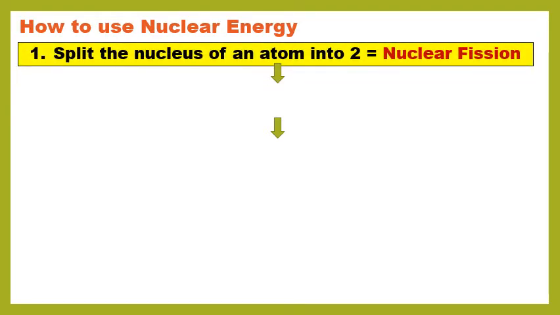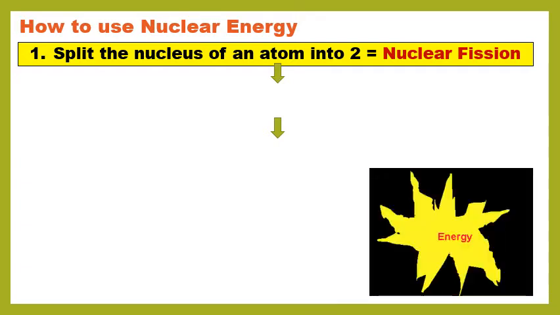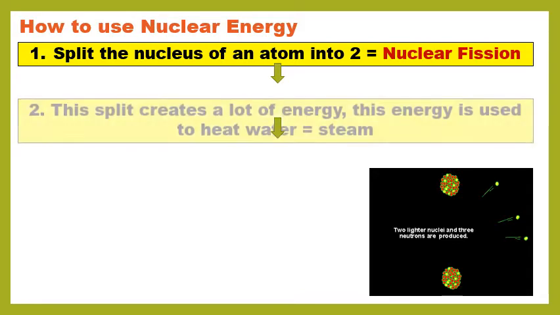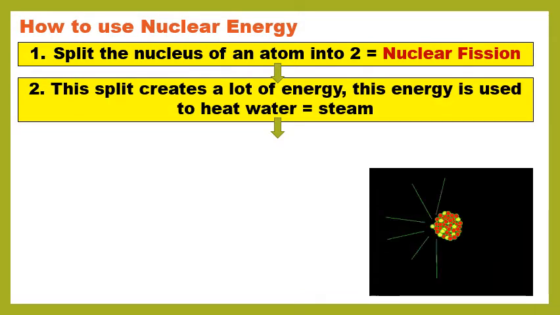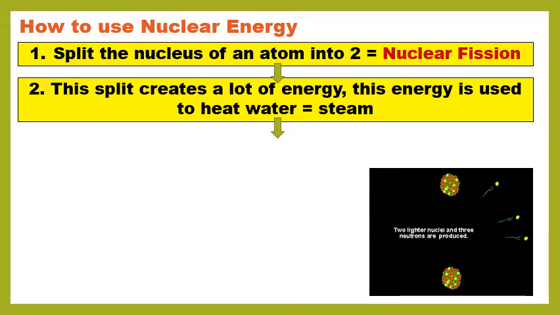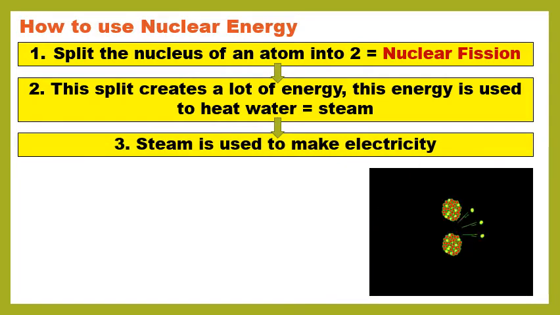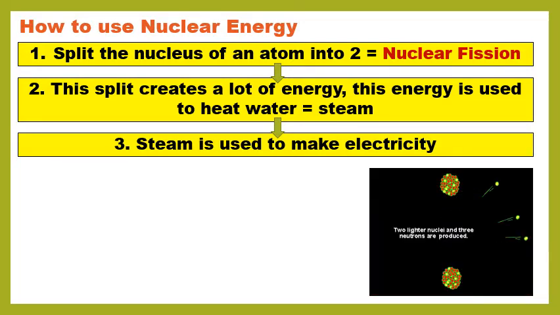Well, the first thing I'm going to do is split that nucleus of an atom into two. Now, this is called nuclear fission. And when I split that atom, kaboom, I get a ton of energy. And I'm going to use that energy to heat the water. And when I heat the water, I'm going to make steam, or water vapor, or water gas. And I'm going to use the steam to make electricity. So that is how I take an itty bitty atom and get a ton of energy and transform or change that energy into electricity that I can use to power my cell phone, to watch TV, and to go on the internet.